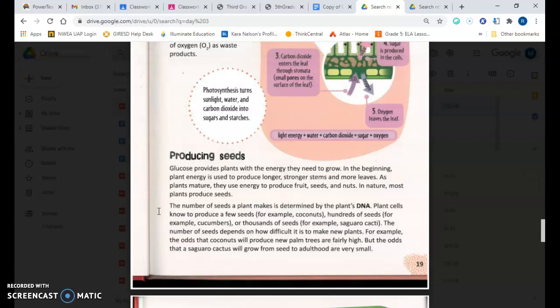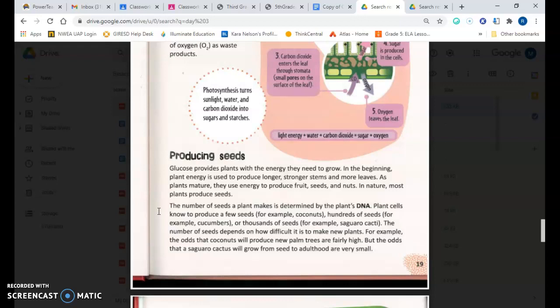In the beginning, plant energy is used to produce longer, stronger stems and more leaves. As plants mature, they use energy to produce fruit, seeds, and nuts. In nature, most plants produce seeds. The number of seeds a plant makes is determined by the plant's DNA.